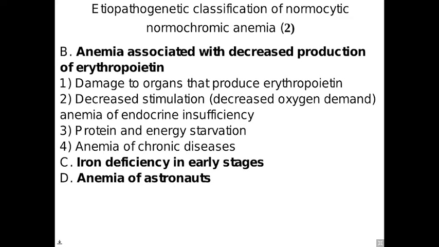Decreased production of EPO due to certain damage of the kidney tissue, for example, chronic kidney disease, decreased stimulation in endocrine insufficiency, anemia of chronic disease, especially chronic inflammation. Iron deficiency in the early stages, please pay attention: iron deficiency can be associated either with normocytic or microcytic anemia, with small red blood cells, depending on the stage of development.